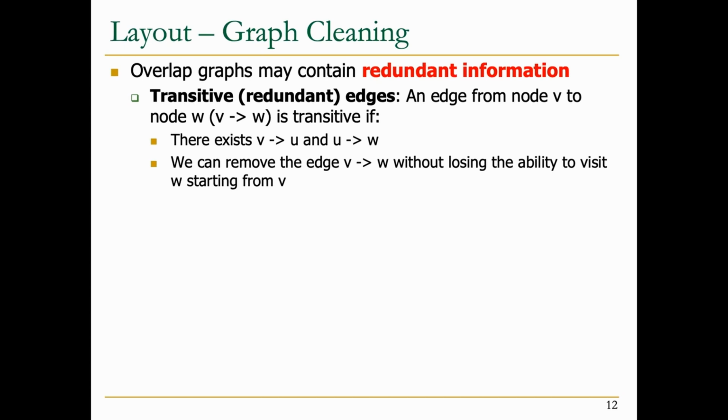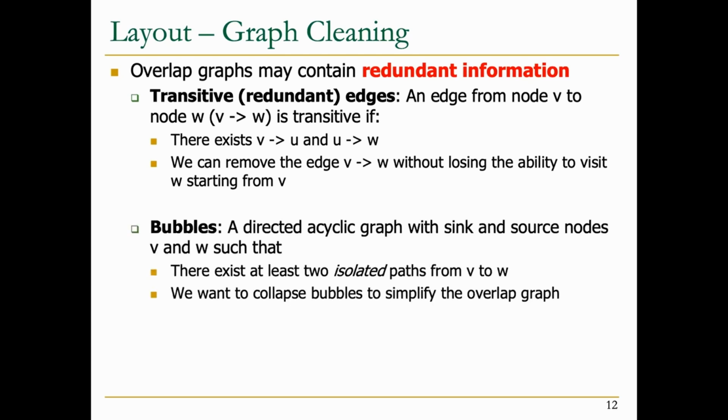Here, we don't care about the distance, we don't care about the number of matching bases, but we only care about the connectivity information. Do we lose connectivity? And if the answer is no, then we say that one of these paths is transitive.